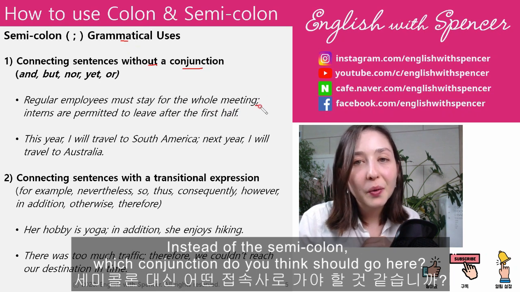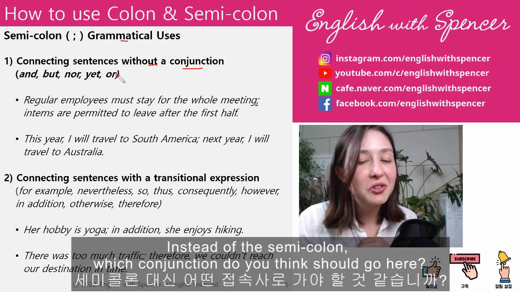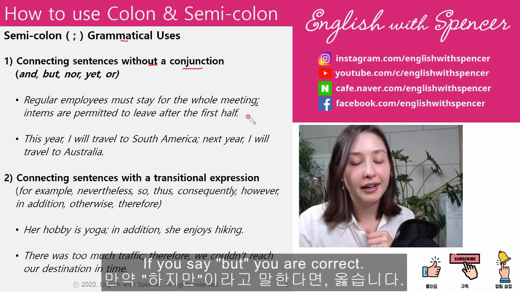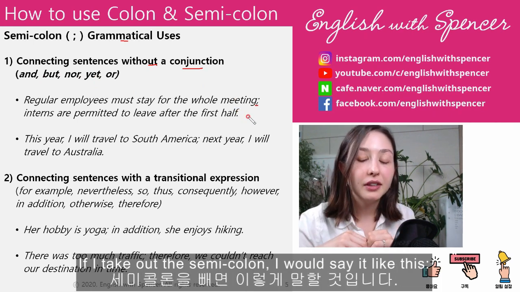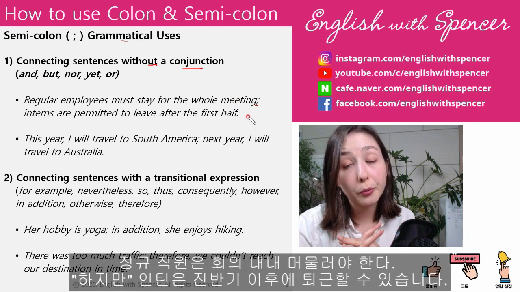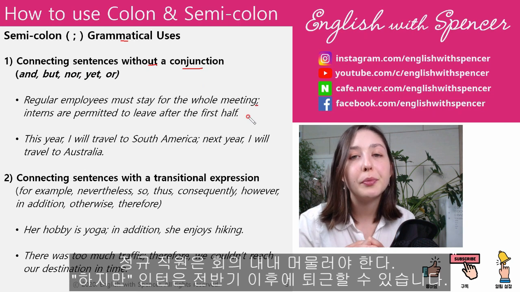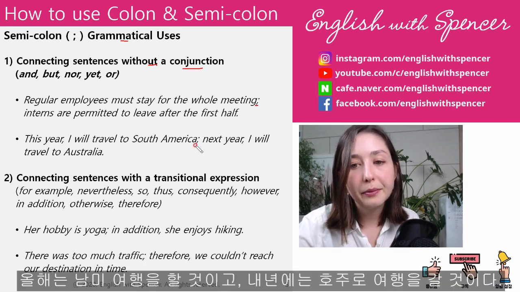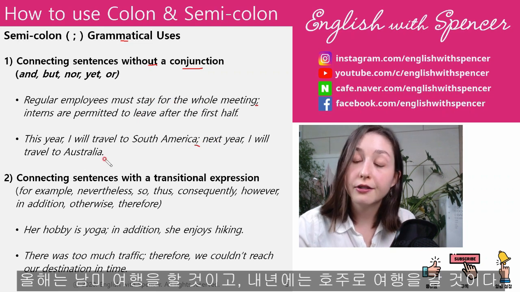Instead of the semicolon, which conjunction do you think should go in here? If you said but, you are correct. If I take out the semicolon, I would say it like this: Regular employees must stay for the whole meeting, but interns are permitted to leave after the first half. This year, I will travel to South America; next year, I will travel to Australia.